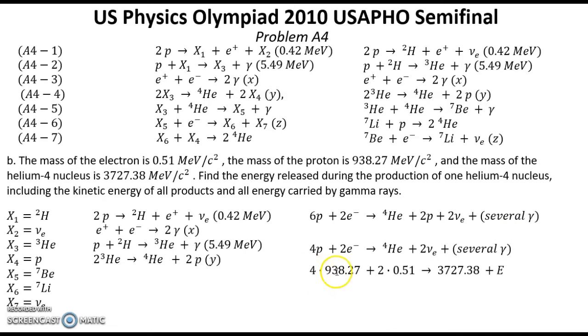We had 4 masses of protons and 2 masses of electrons, and we got 1 mass of helium-4 nucleus plus energy which we need to count. So from this equation we can count that E equals 26.72 mega electron volts. That was the answer for question B.